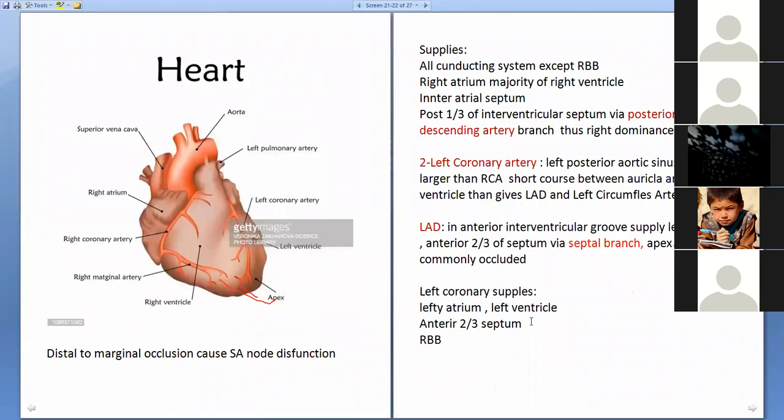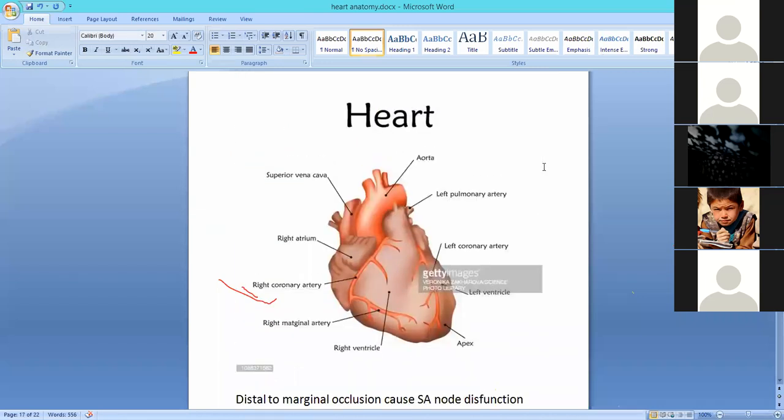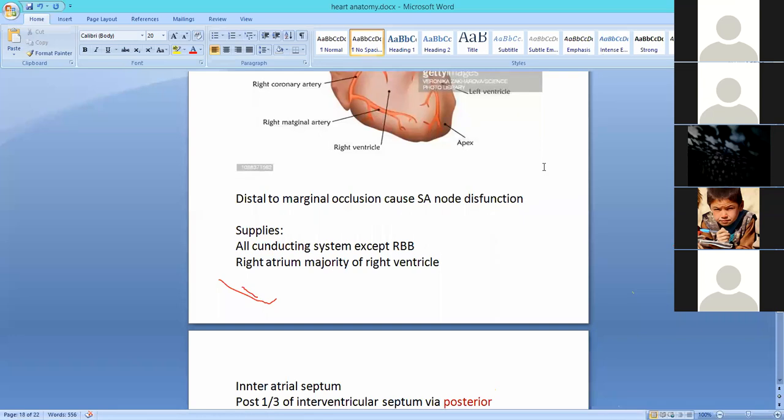So what does the right coronary artery supply? Do remember it, please. This is very important. Please avoid writing on the slides. Guys, please avoid writing on the slides. Please mute your mics.